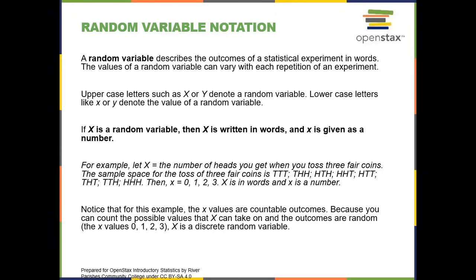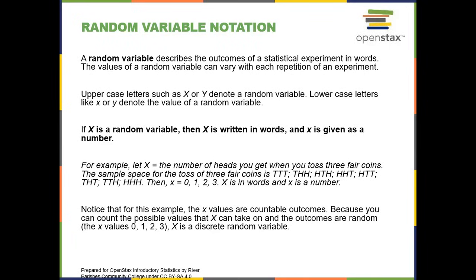Outcomes means results. So the values of a random variable can vary with each repetition of the experiment, such as when you roll the die, you can get 1, next time you can get 4, next time you can get 3. But we are jumping from 1 to 2, 2 to 3. These are all discrete jumps. Uppercase letters such as capital X or capital Y denote a random variable. Lowercase letters like small x or small y denote the value of a random variable.